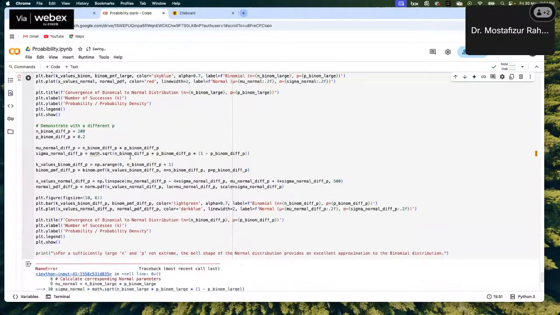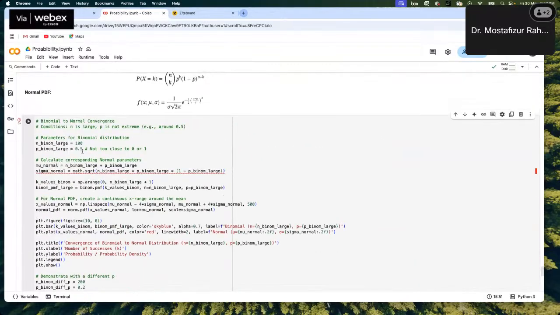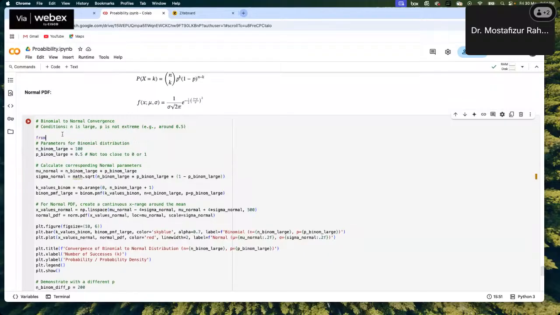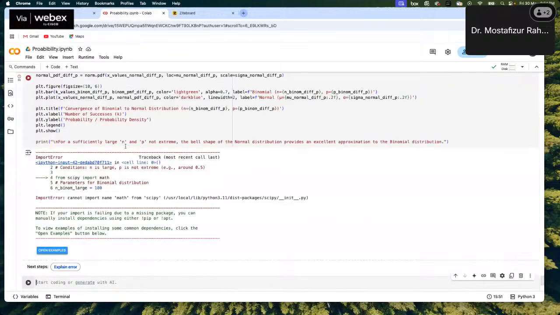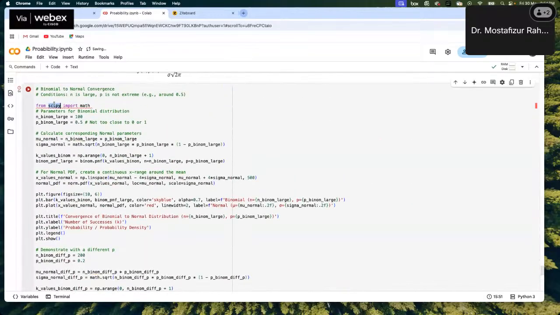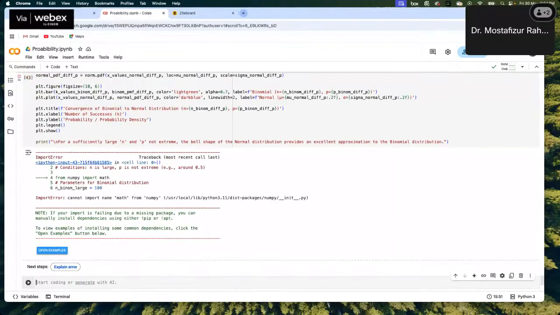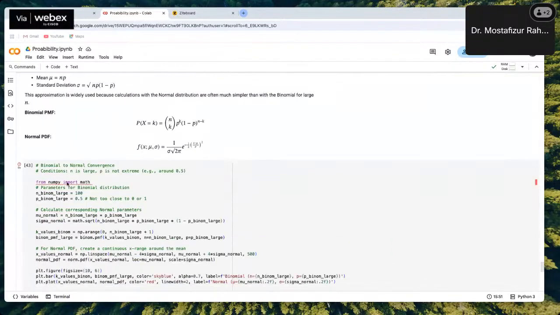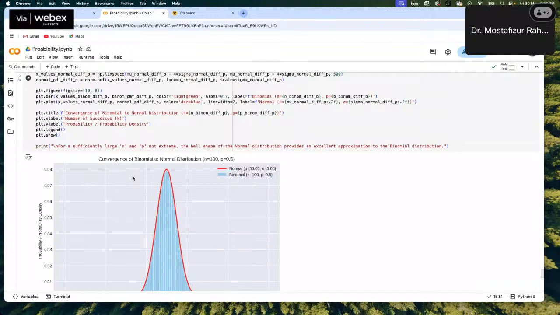Okay, math is not defined. I have to define the math variable. Where is math? I don't know. Let's try import math from maybe SciPy. No, it is not available in the SciPy library. Let's take it from NumPy maybe. Still not available. I can directly import math probably, since math is a library. Import math. Correct.